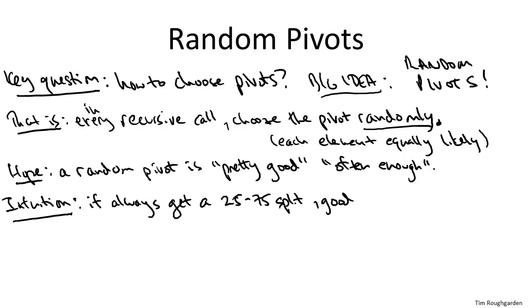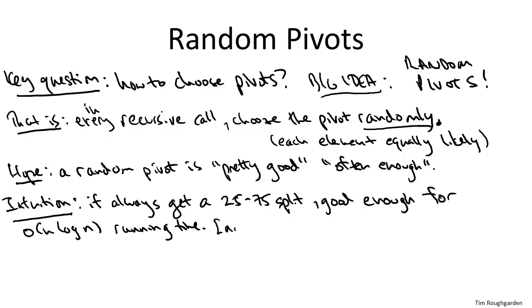To be concrete, suppose we always pick a pivot which guarantees us a split of 25-75, or better. That is, both recursive calls should be called on arrays of size at most 75% of the one that we started with. So precisely, if we always get a 25-75 split or better in every recursive call, I claim that the running time of quicksort in that event will be big O of n log n, just like it was in the last quiz, where we were actually assuming something much stronger, that we were getting the median.